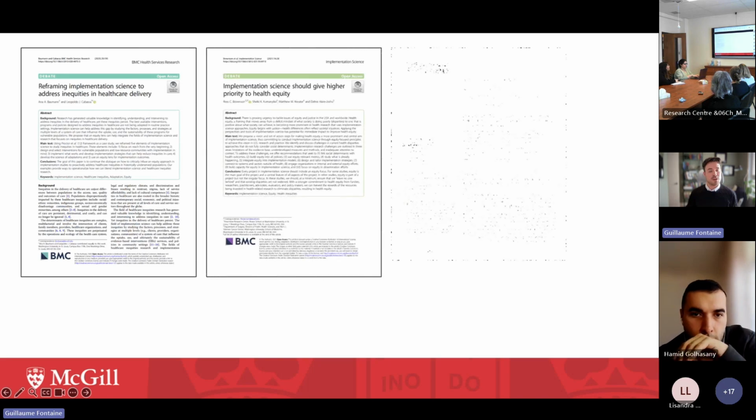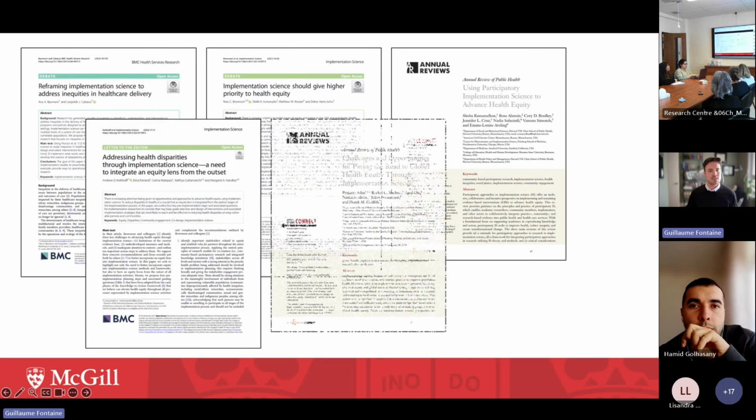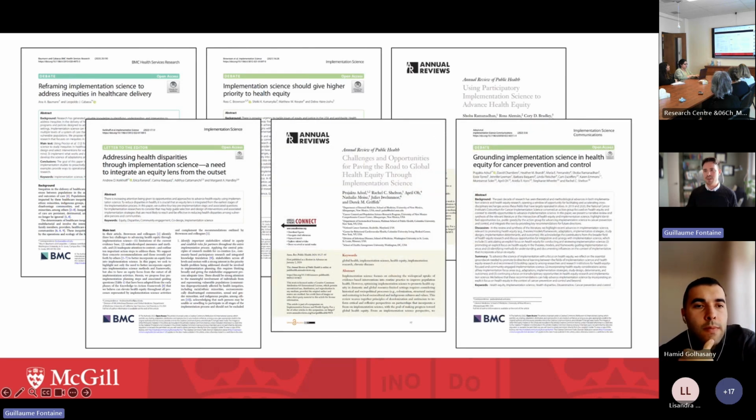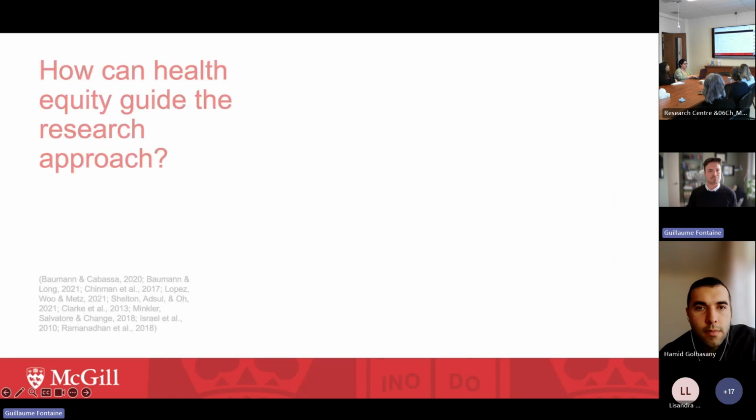Quite a few papers over the last few years have looked at the intersection of implementation science and equity. Those papers have been published in the journal Implementation Science. Quite a few as well have been published in the Annual Review of Public Health. Those papers really highlight why we should give higher priority to health equity in the context of healthcare improvement, but also discuss some challenges and opportunities. They discuss as well some methods that we can use to advance the field. So I'm going to summarize a few of those.